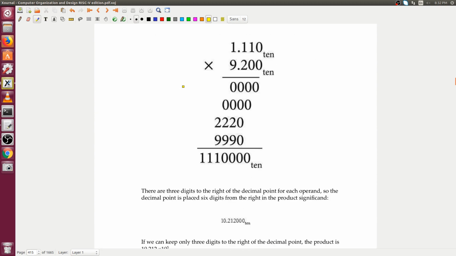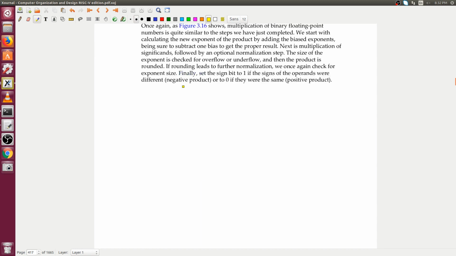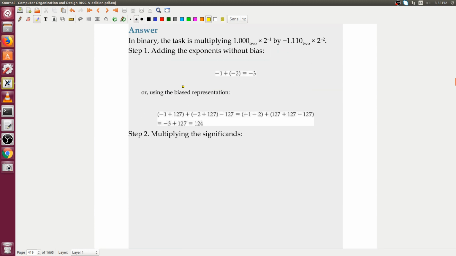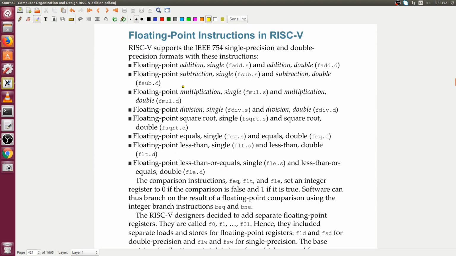Floating point multiplication works in a very similar fashion of decoding and re-encoding. So we can skip over most of this, and we'll see that the RISC-V instruction set supports a lot of these same types of instructions. So they have floating point addition for single precision, floating point subtraction, single precision, and double precision. They have division, square root even, so they have dedicated hardware to do square roots, or at least they can simulate square roots.